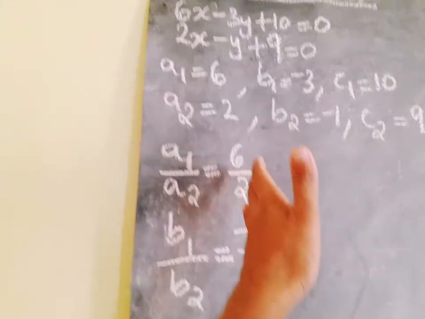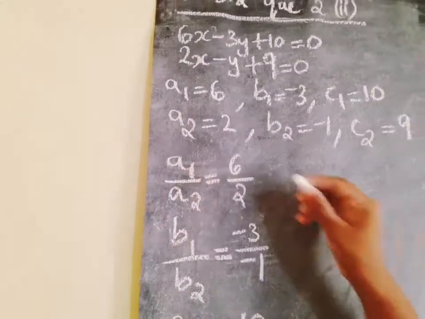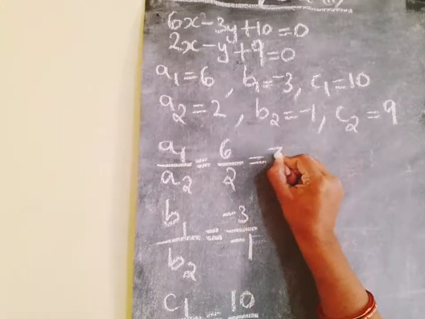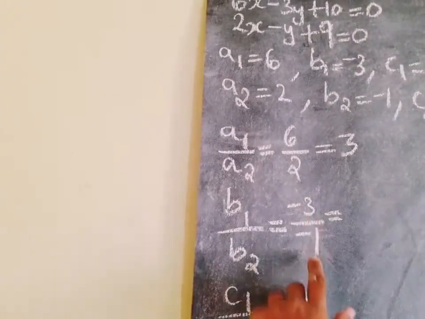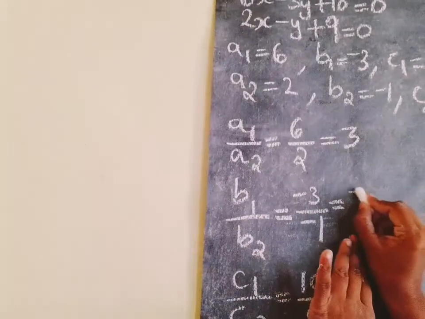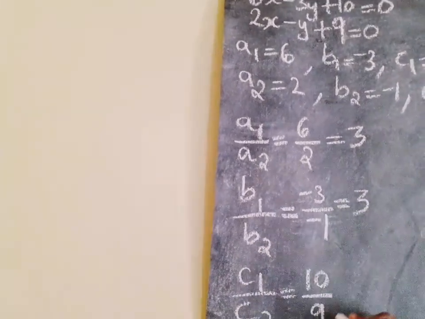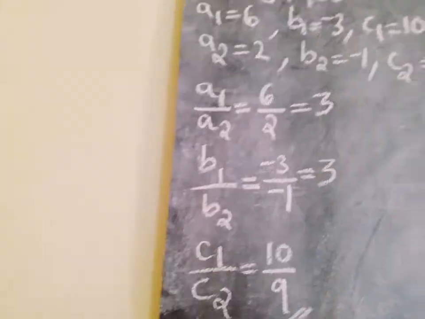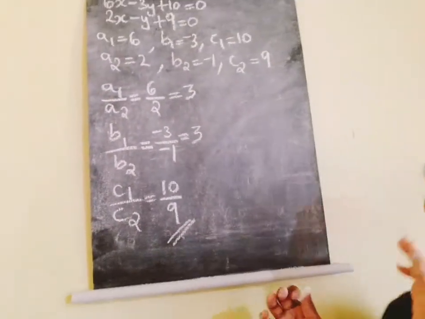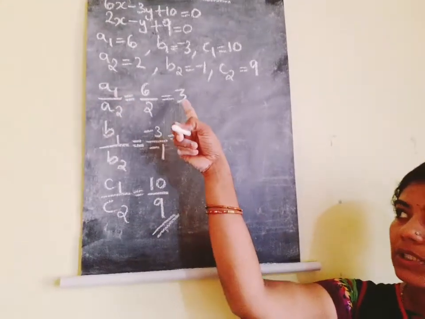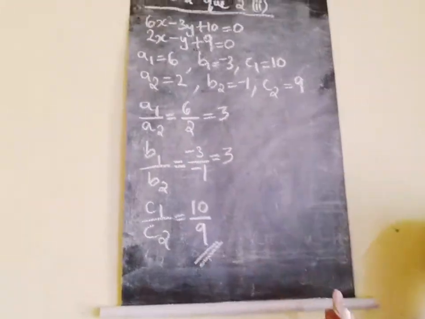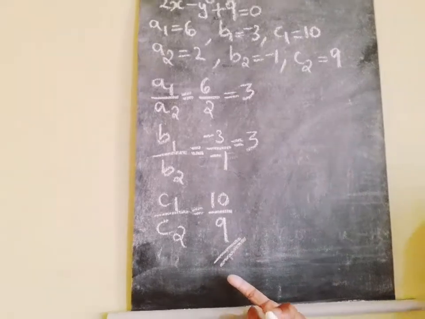See, we have to write the shortest form also. 3 2s are 6, so 6 by 2 is 3. Here, negative 1 and negative 3, so the negatives will be cancelled. 3 by 1 means again it is 3. And 10 by 9 stays as it is, there is no shorter form for 10 by 9. So for the first two we got the same answer: a1 by a2 equal to 3 and b1 by b2 equal to 3. And in the last one we got a different answer.